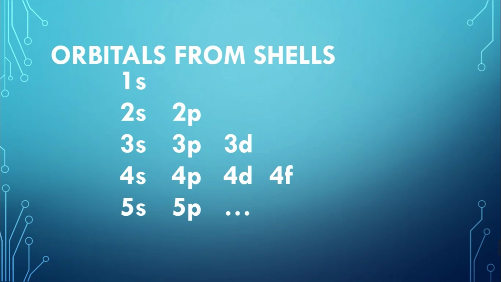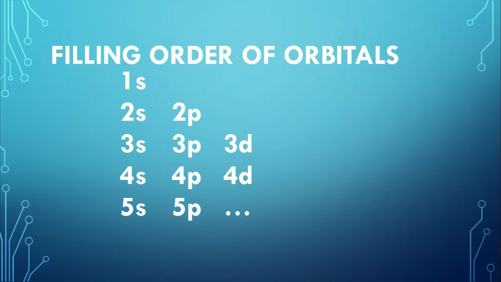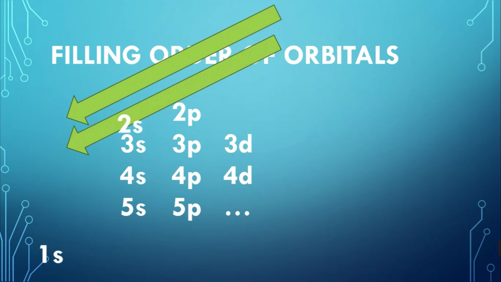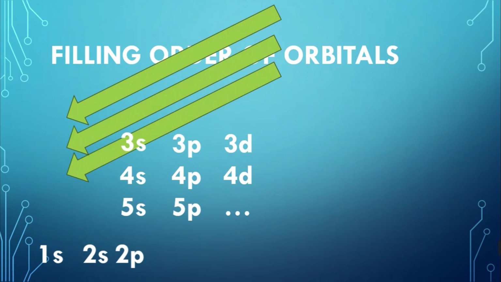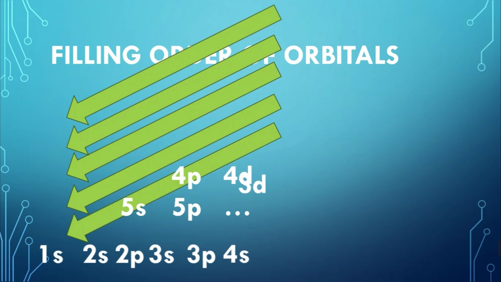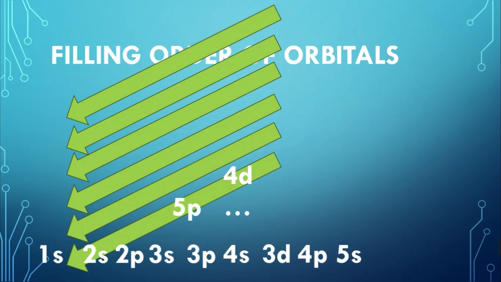The order of electron filling into the orbitals can be summarized using the diagonal arrows. The first arrow passes through only 1s. The second arrow passes through 2s. The third arrow passes through 2p and 3s. The fourth arrow passes through 3p and 4s. The fifth arrow passes through 3d, 4p and 5s. The sixth arrow passes through 4d, 5p, and 6s, and so on.